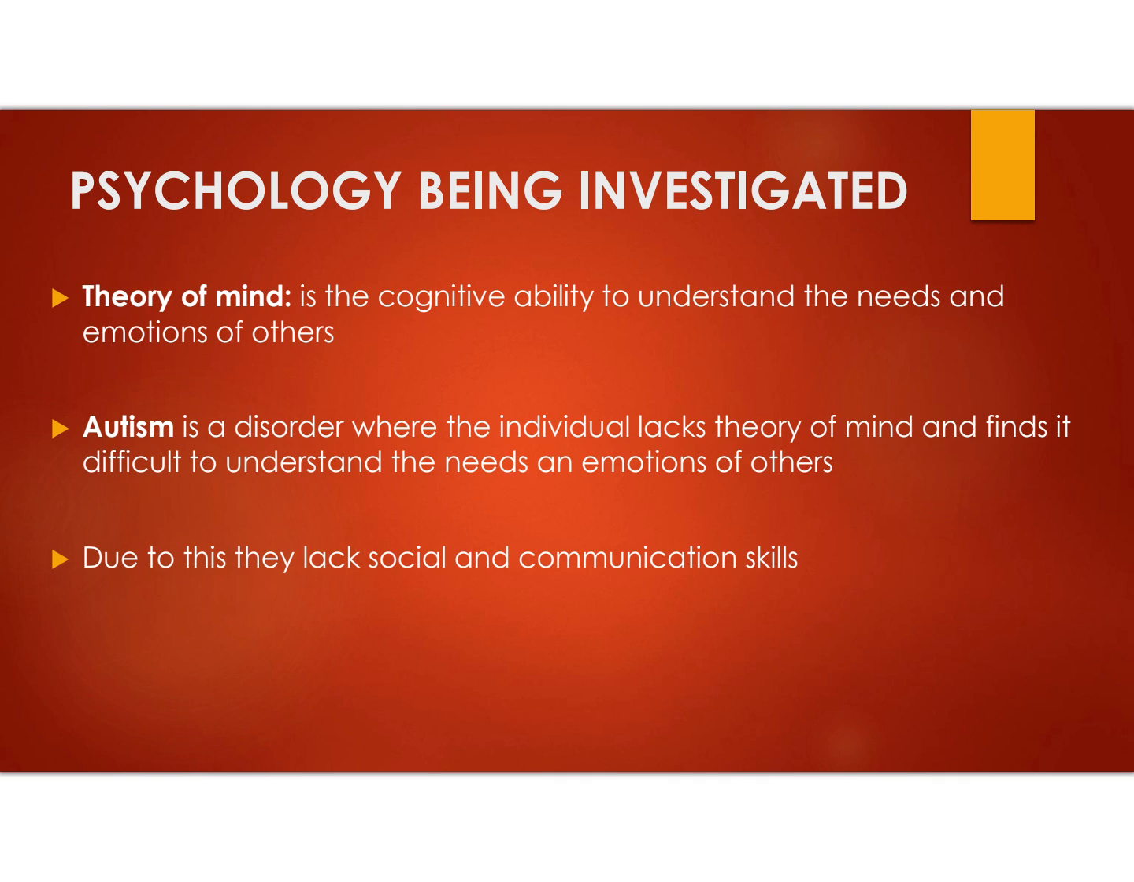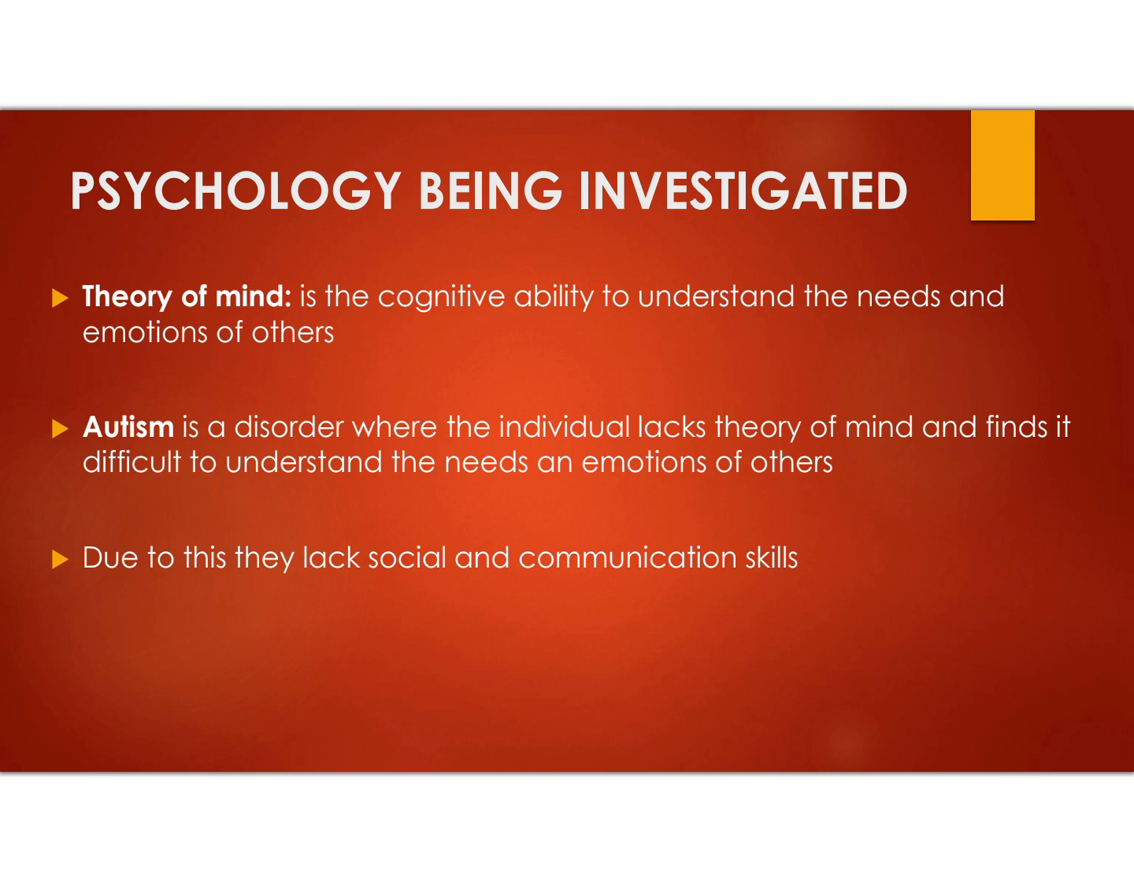Now let's talk about the psychology being investigated. So when talking about this term theory of mind, let's look at the actual definition. It's the cognitive ability to understand the needs and emotions of others. Cognitive means, in very simple terms, your mental abilities. For example, your language abilities, your memory, your concentration, your intelligence, and in this case, your empathy levels, your EQ, emotional intelligence, your ability to understand someone else's emotions, your ability to understand someone else's needs.